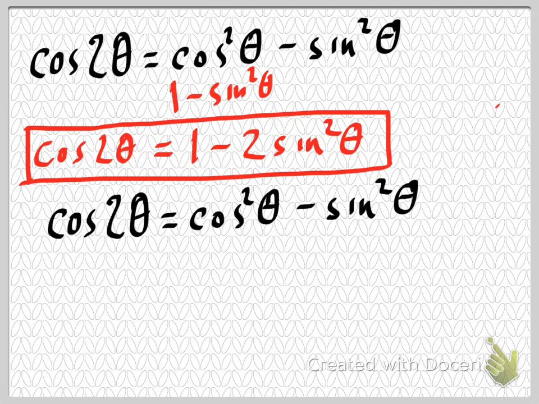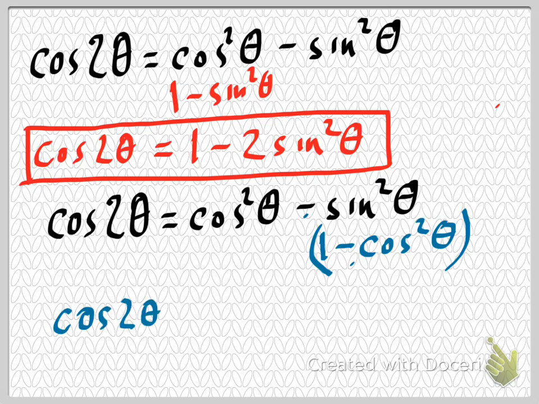Next, I look again at my basic double angle formula for cosine, and this time I replace sine squared with 1 minus cosine squared theta. Look what I get: cosine squared theta minus, in parentheses, 1 minus cosine squared theta. You can see that subtracting the negative cosine squared is the same as adding cosine squared. So what I wind up with as my other alternative formula for the double angle is 2 cosine squared theta minus 1. And that's the other one.